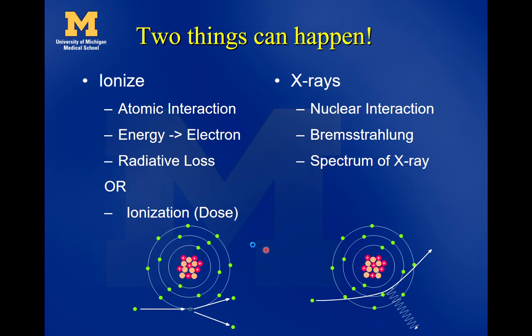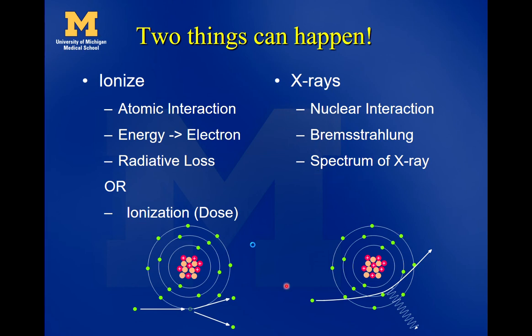So when these electrons come in, 2 things can happen. Certainly we just talked about ionization. The electron comes in, has an atomic interaction, and the energy gets converted, or there's radiative loss. So you can have ionization, or you can have X-rays produced. Instead of this electron coming in and interacting with an atom, it can come in and interact with the entire nucleus. This nucleus is positively charged. This electron comes in and it bends around this nucleus. It kind of orbits it. And this is like a nuclear interaction. It's just kind of curving around it.